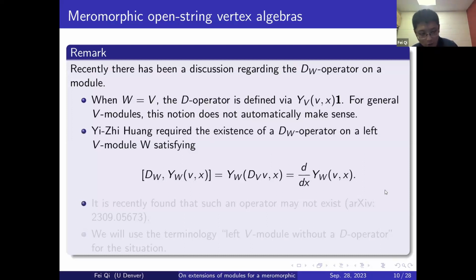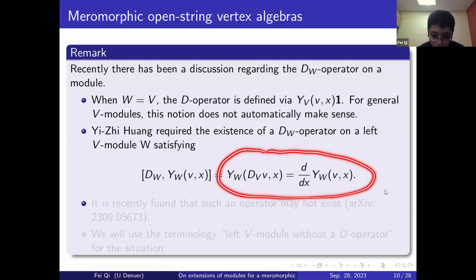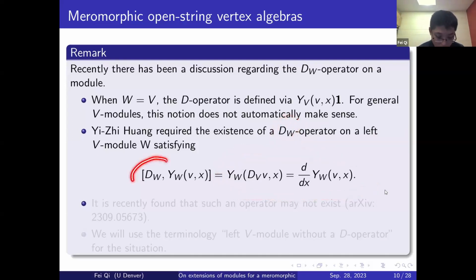So in the earliest formulation of module by E.G. Huang, he required the existence of a D_W operator on the left module W, satisfying a similar relation over here. So you see that this identity really doesn't require anything about the D_W operator. What's going to matter is really going to be the D-commutator formula. So Huang required this condition because he believed that, eventually, when we are trying to consider the intertwining operators among the modules, to allow the derivatives of the intertwining operators, we need to have a capital D operator.